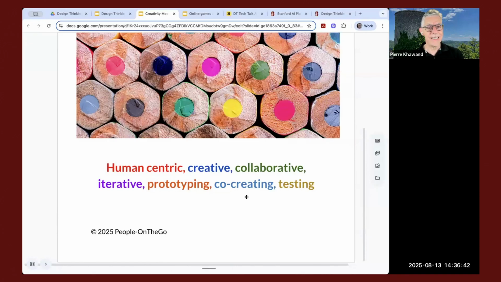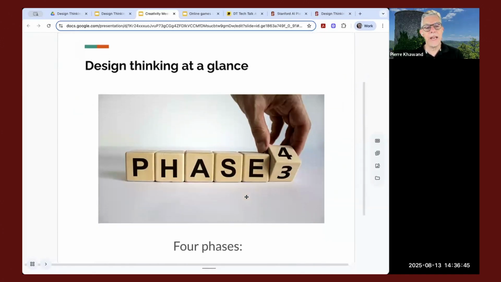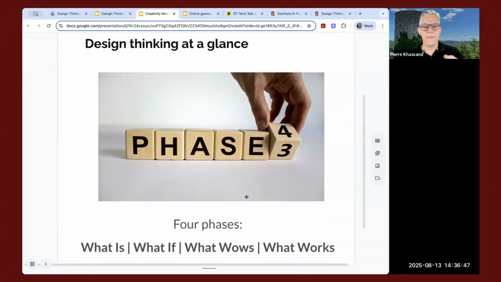Now, the process itself can vary, and there are many ways to put the whole design thinking into a process. So over the years, we've worked with the process I'm going to share with you right now, which is divided into 4 phases.